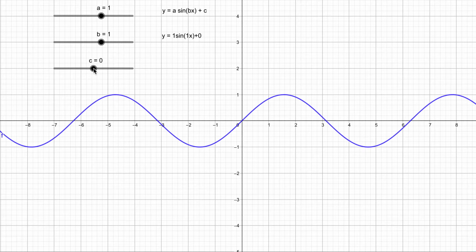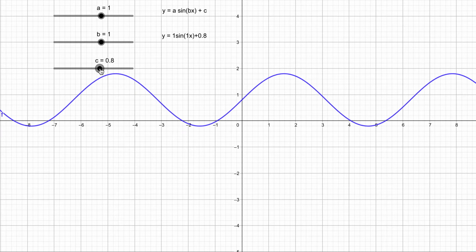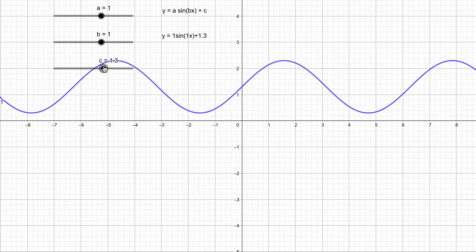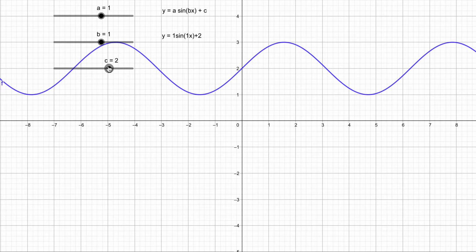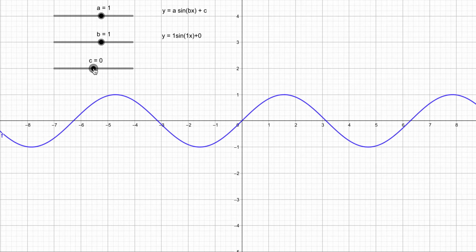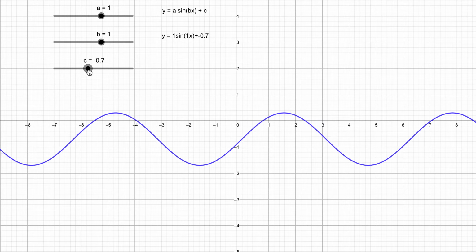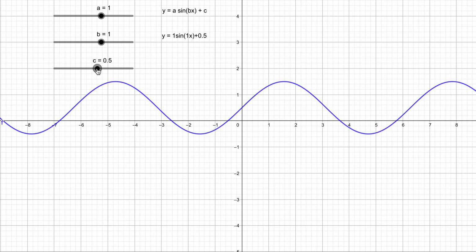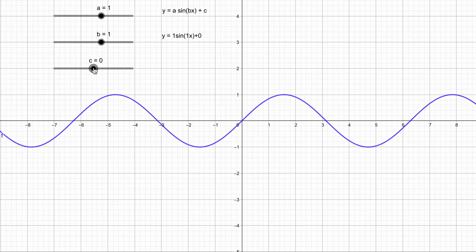Okay, so on my slider, if I move C to the right, you'll notice that the graph is lifting up. So C is now 1, and that's where it cuts the y-axis. If we continue to increase it, you can see that it's going up. It now crosses at 2. If we move it the other way, we can move it down, and then we can go negative as well. So we can move the sine curve below. So as with our straight lines, C is where the sine curve crosses the y-axis.